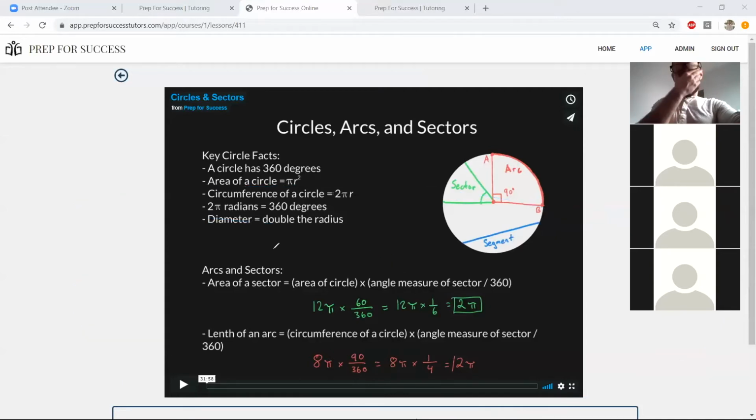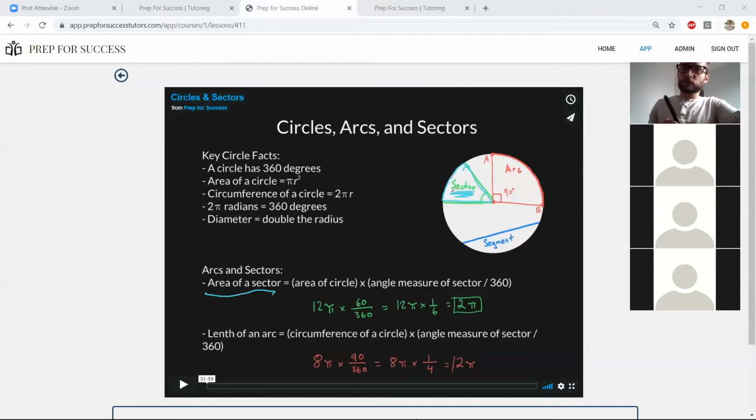Okay, and now the next and most difficult concept is this bottom part, arcs and sectors. So let me see if I can best explain arcs and sectors here. What's going on is we have the area of a sector. A sector is just a portion of a circle. So this right here is a sector. I'm just coloring it in right now. Everybody see that? That's a sector.